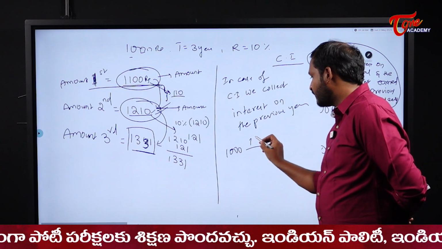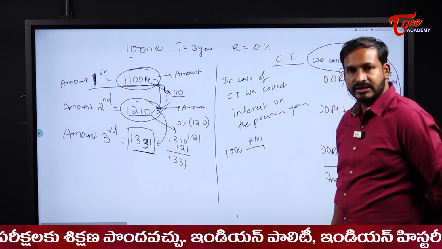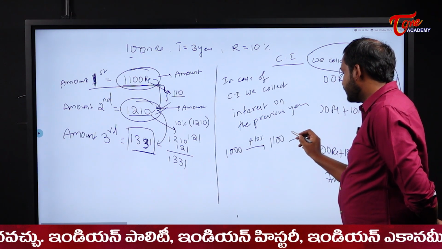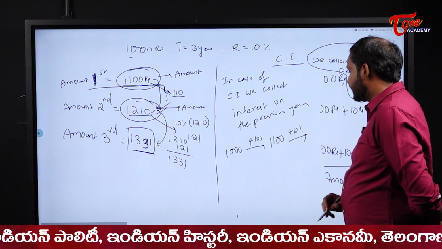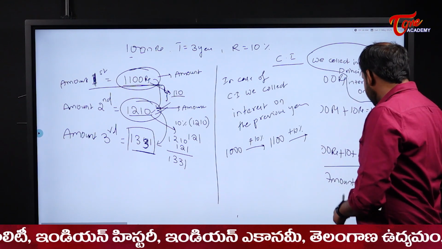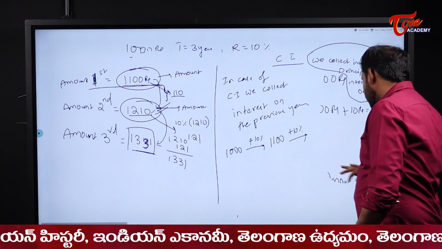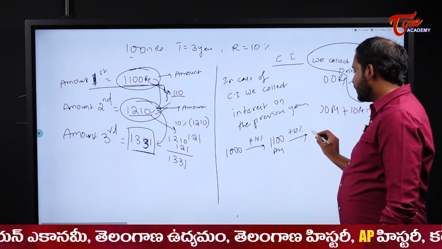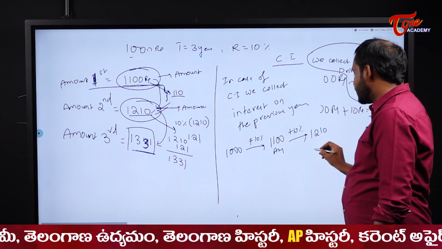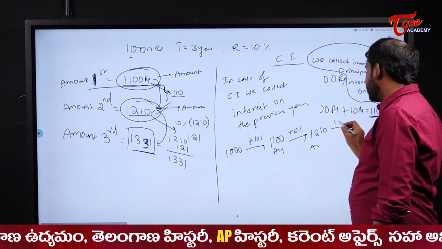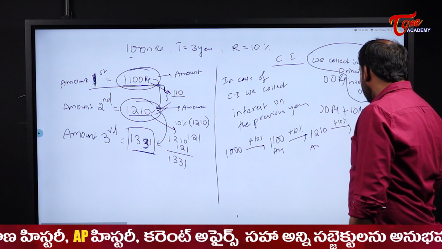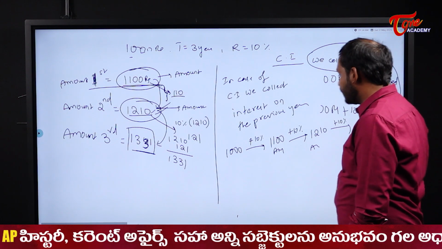Now, please see here, 1000 after 1 year. What is 10% of it? 1100. Next, once again, 10% is incremented. Now what does it become, students? This is the amount after 1 year. It becomes 1210. This is the amount after 2 years. Next, what is 10% of 1210? 121. So it becomes 1331.